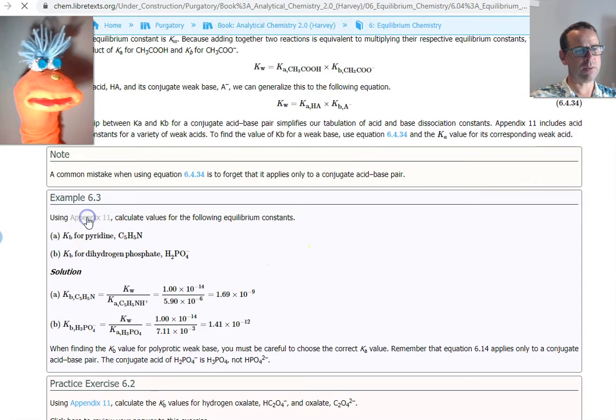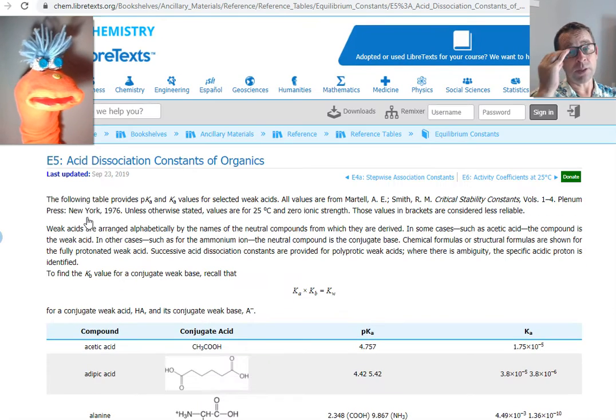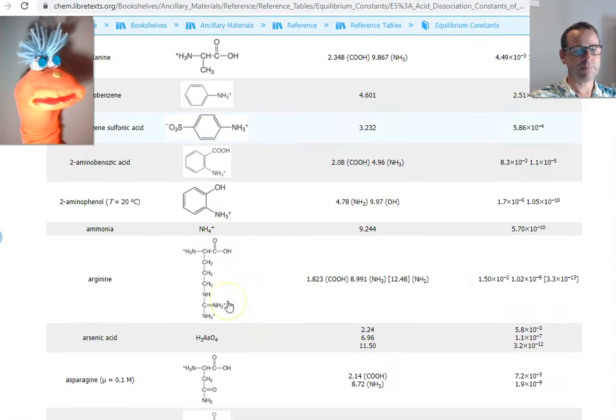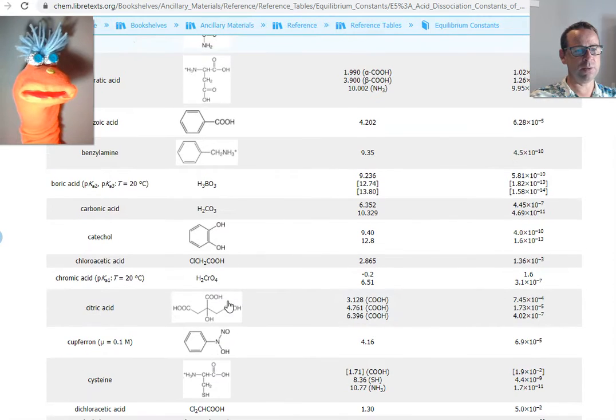But here it is, Appendix 11. Appendix 11 gives us a list of all of our acids. And so what we're going to look for here is carbonic acid. So H2CO3, and then we have these Kas associated with this thing acting as an acid.